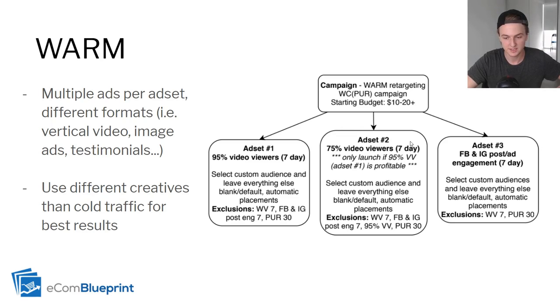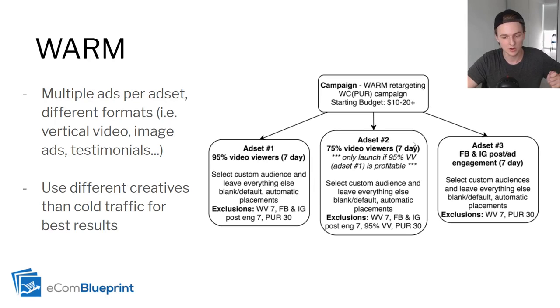Now, the second ad set is 75% video viewers. I put here that you only want to launch this if the 95% video viewers is profitable. So you don't want to launch this right away. You launch only the 95% video viewers first. Then if the 95% video viewers is really profitable after a few days, you can expand by targeting more video viewers, the ones that watched less than 95% but at least 75%. If this is profitable, you want to launch this.